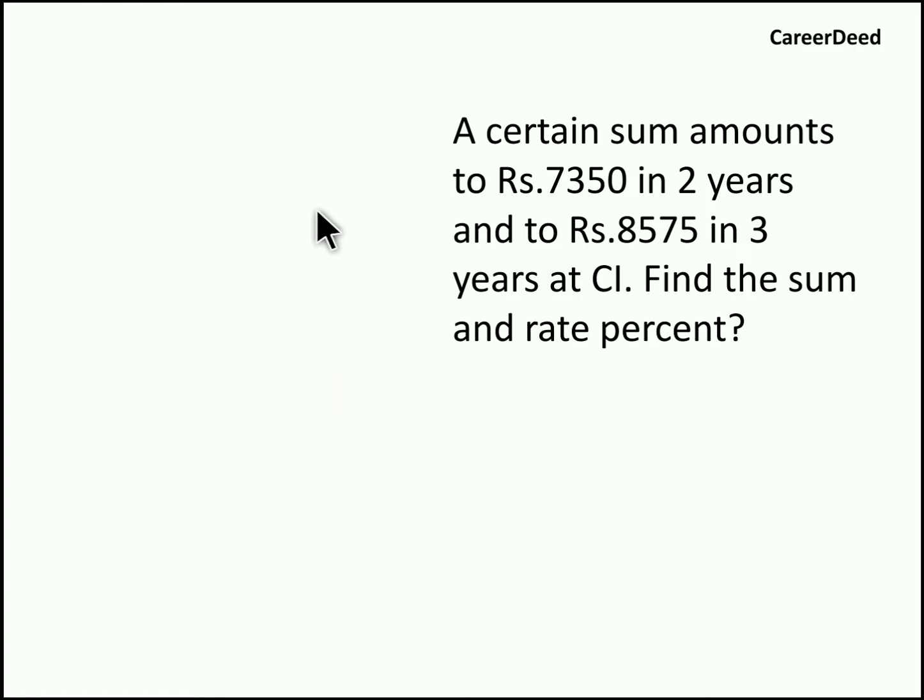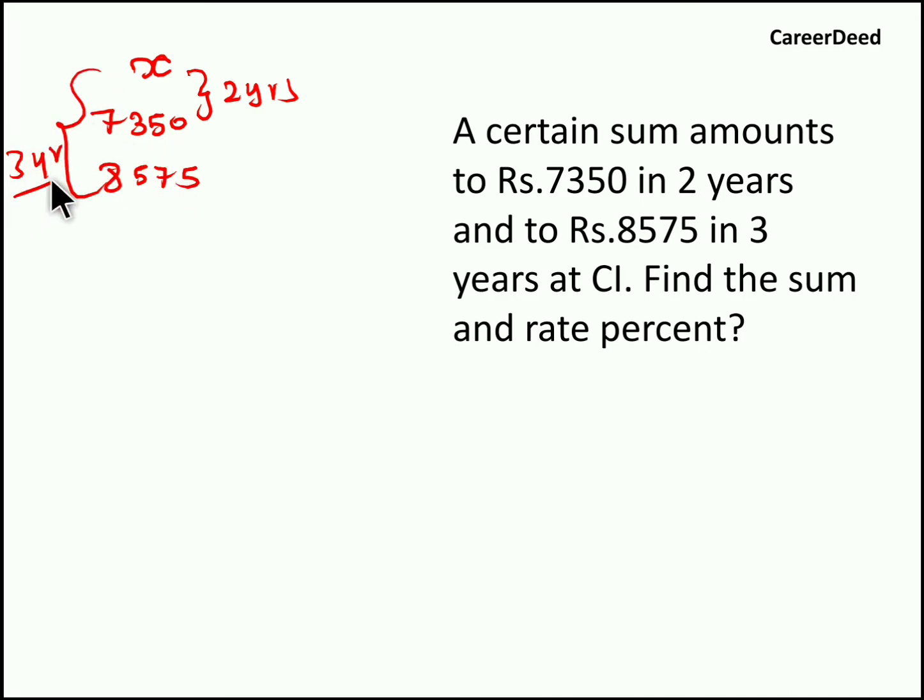A certain sum amounts to 7350 in 2 years. Imagine you invested X rupees. So this X becomes 7350 rupees in 2 years. And to 8575 in 3 years. So in third year it becomes 8575 rupees. See, from second year to third year, how many rupees increased? 1225 rupees increased. So this 1225 rupees is nothing but compound interest of the year 3.